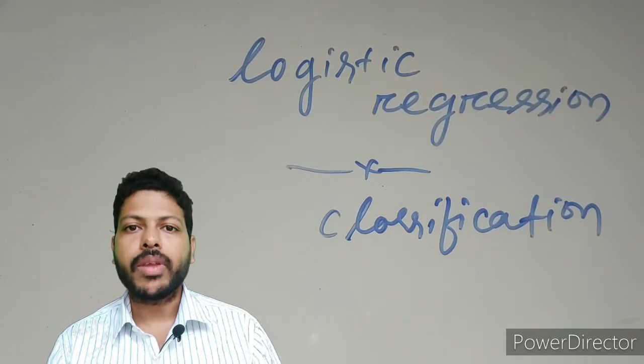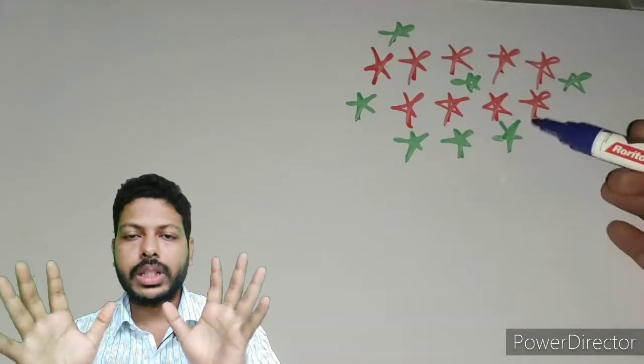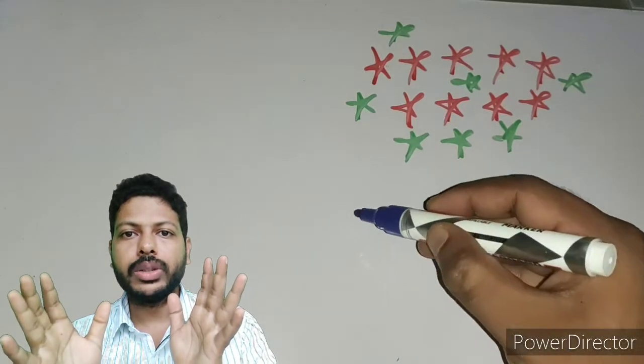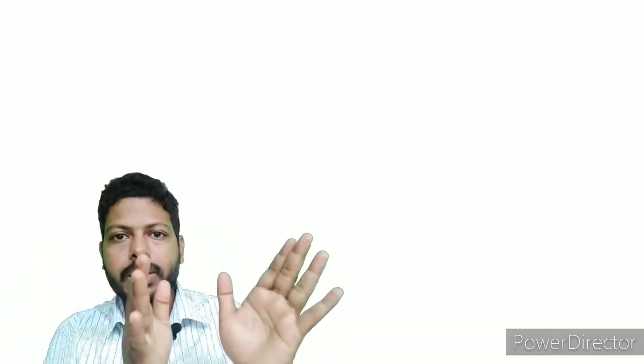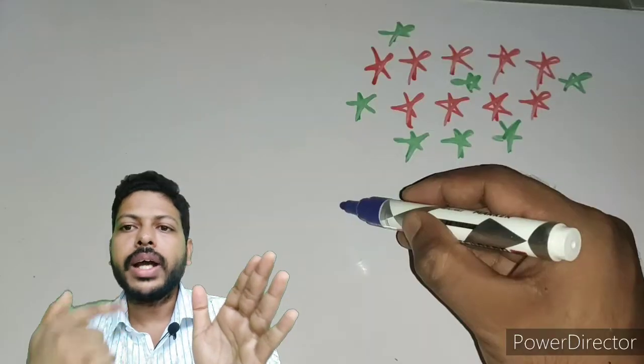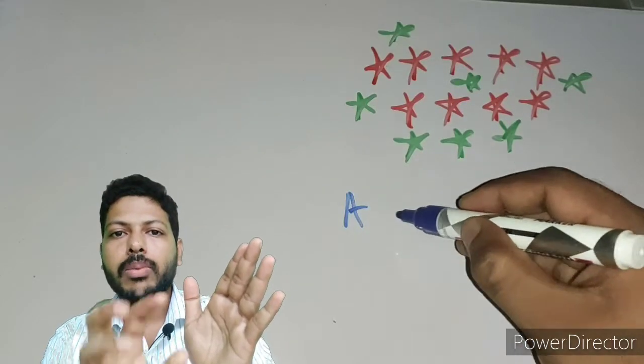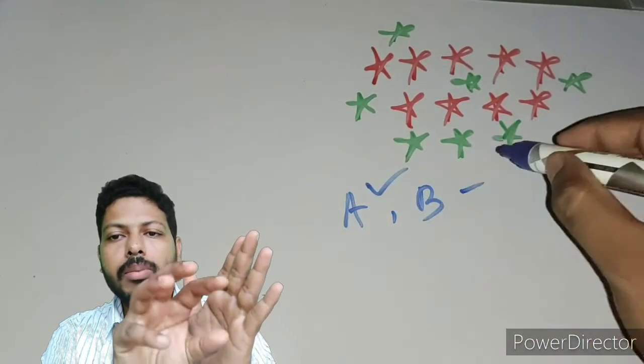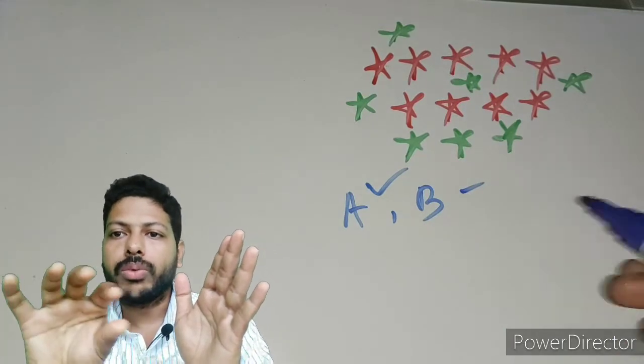Classification means some amount of data points are present. In that data we have to classify, this is a separate part, this is one more separate part. We have to classify whether it belongs to A or it belongs to B, like this. We are not defining any other option. We are choosing from the options whether it belongs to A or whether it belongs to B.